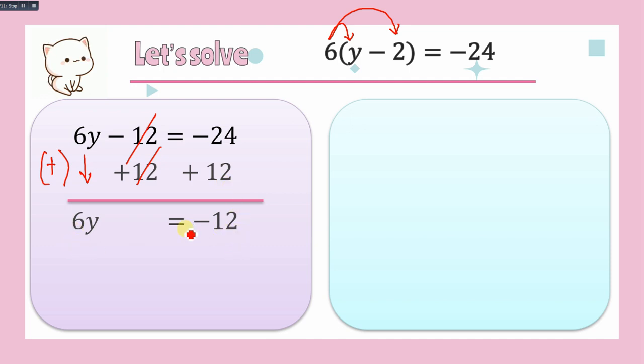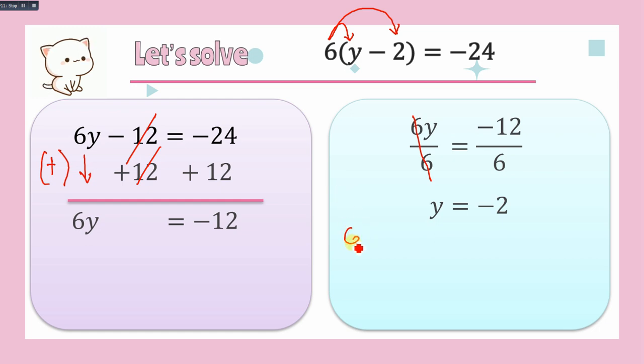Now, the next thing is to eliminate 6, so that we have only the remaining y. So we divide both sides by 6, by the division property of equality. 6 divided by 6 is equal to 1, then negative 12 divided by 6, we have y equal to negative 2.